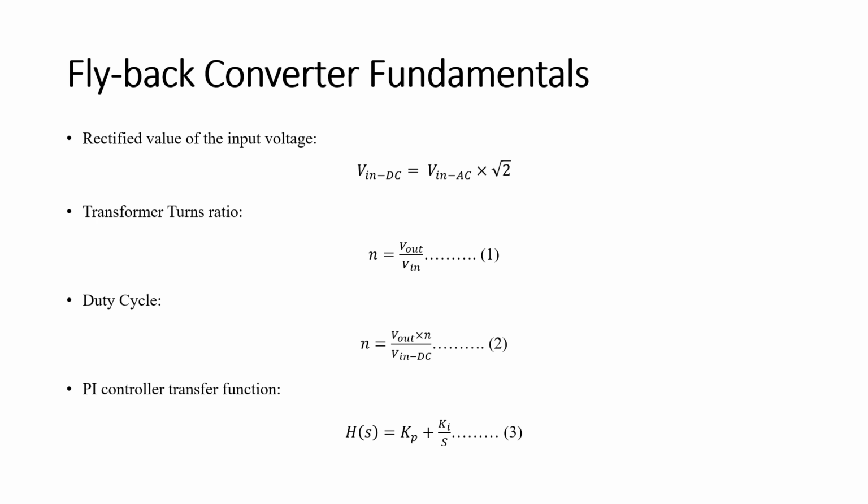The next one is the duty cycle equation, where D equals Vout multiplied by N divided by Vin DC, which is the proportion of time the switch is on relative to the total switching period. And finally, the PI controller transfer function, where H(s) equals Kp plus Ki divided by s, where Kp is the proportional gain and Ki is the integral gain. This function helps us design the control loop to ensure stable and accurate regulation of the output voltage. In a nutshell, understanding these equations is critical for optimizing the performance of our flyback converter, especially when utilizing the high frequency capabilities of GaN switches.